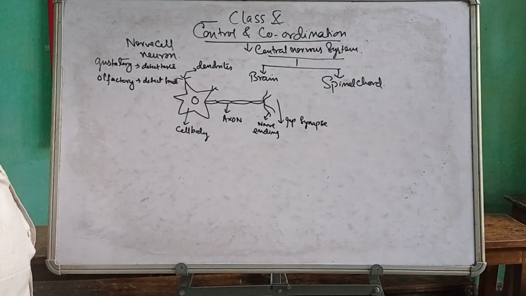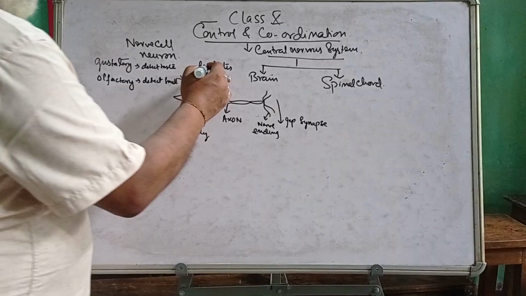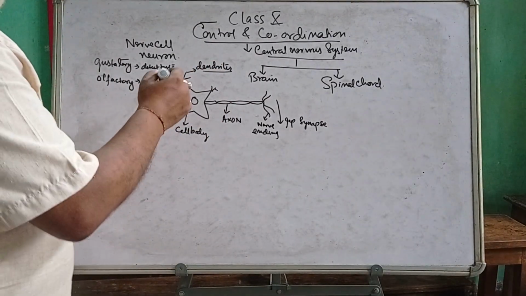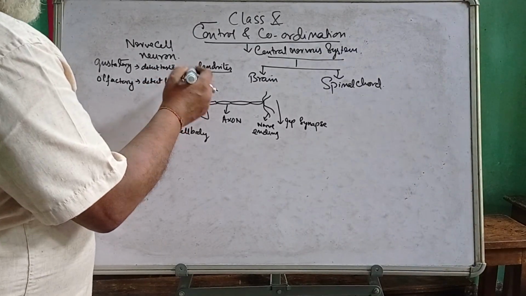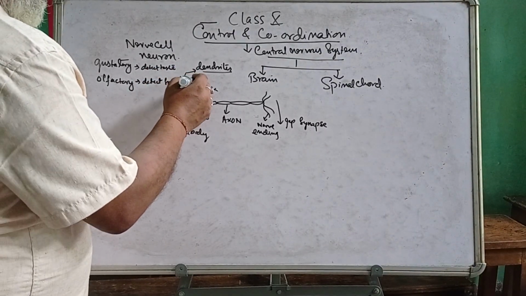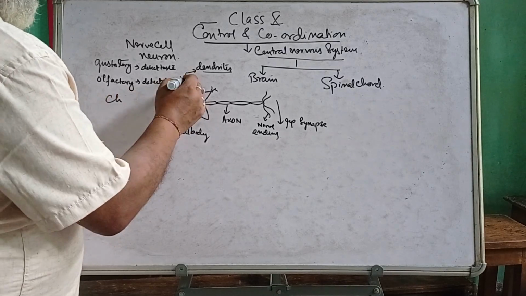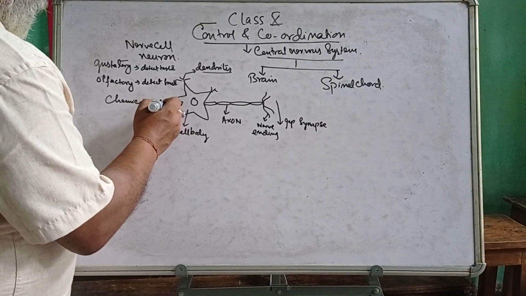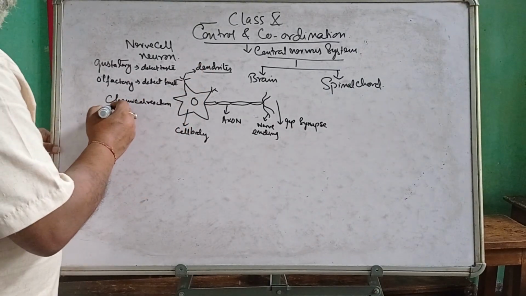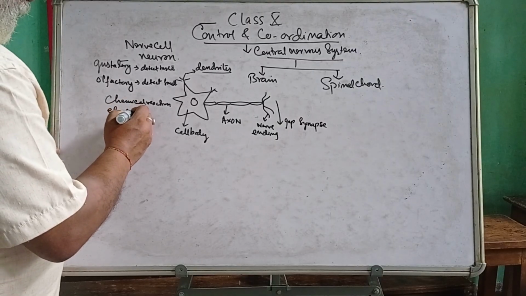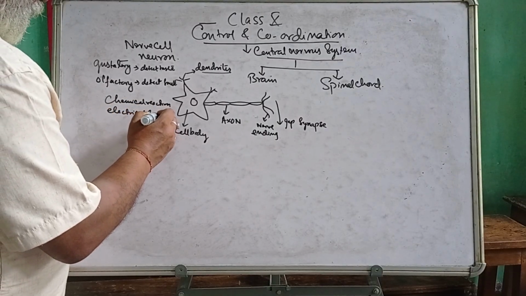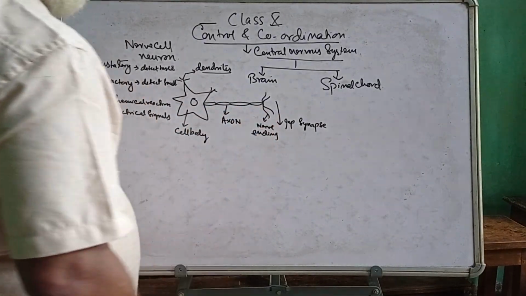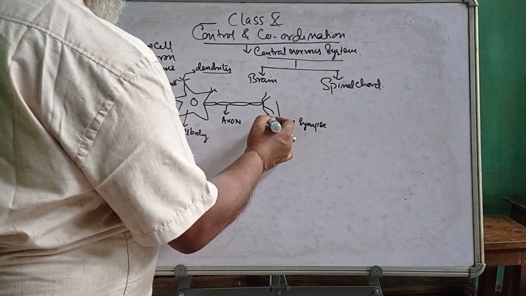Now what happens here? A message is received by these dendrites, and there is some chemical reaction, which is converted into an electrical signal. These electrical signals move to the cell body, to the axon, to the nerve ending.